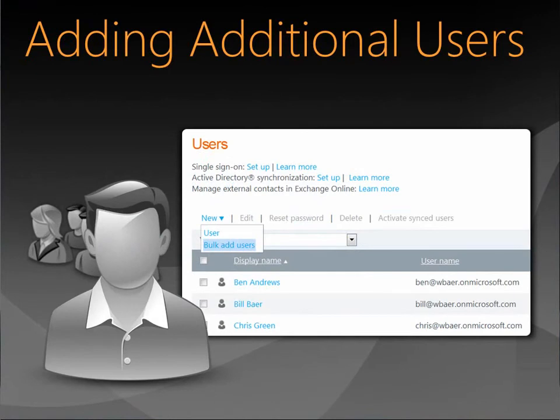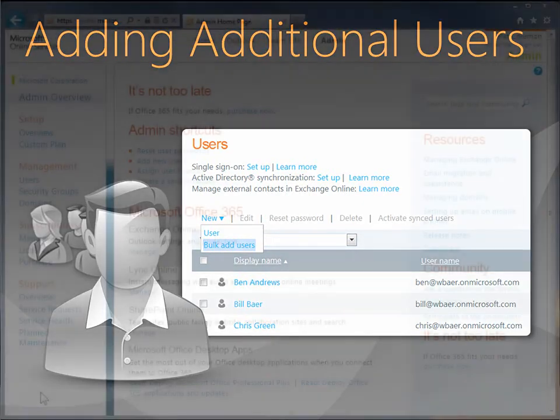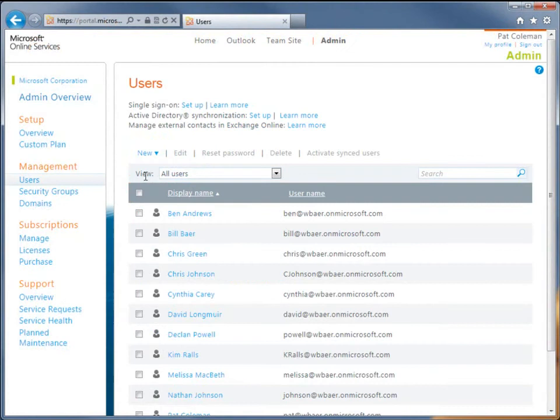If you will not be importing users with Active Directory synchronization or single sign-on, or if you have a reason to add multiple additional users beyond what is in your Active Directory listing, you can add from the User Management page. Simply click on the New button. The drop-down menu gives the option of adding a single user or a group of users.